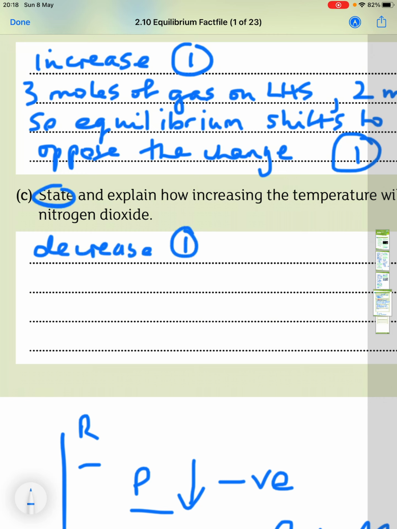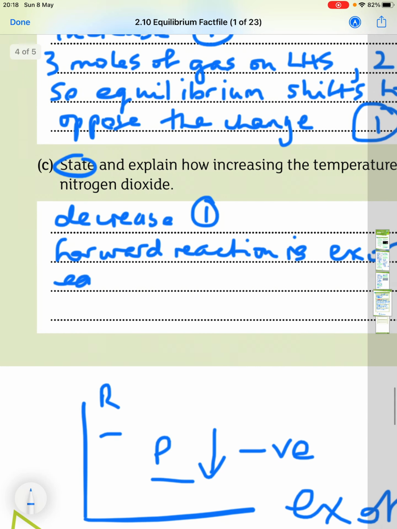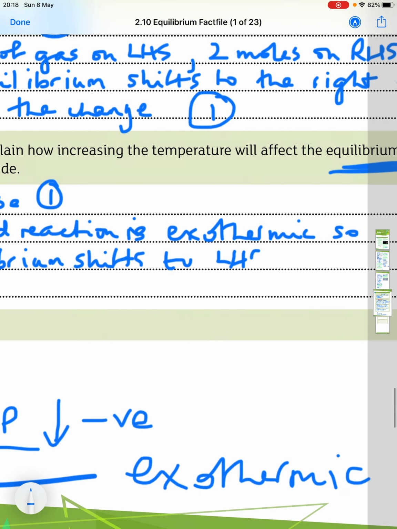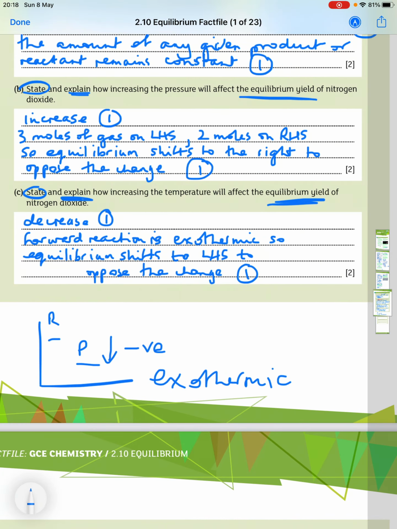So that's stating what's going to happen. And then explaining, so the forward reaction is exothermic. And then you're going to say, so equilibrium shifts to the left-hand side to oppose the change. And again, there were just 2 marks for that, so 1 for stating, and then that second mark for explaining.